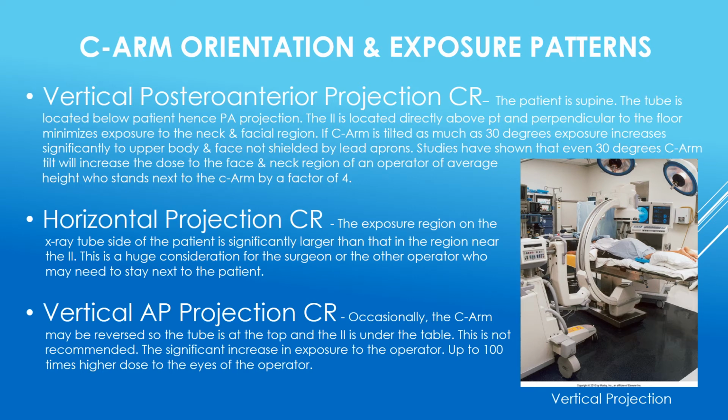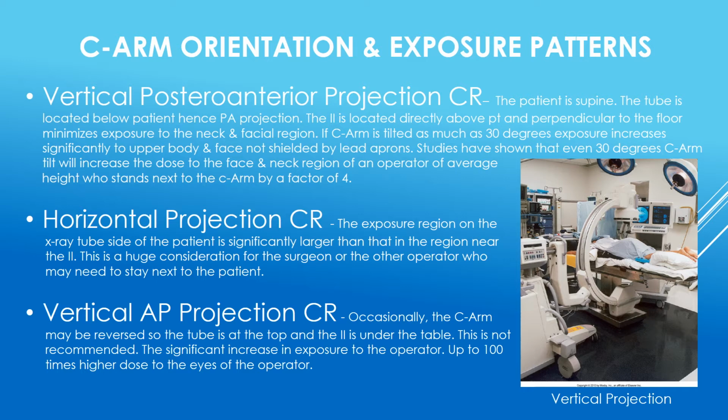C-arm orientation and exposure patterns. A vertical posterior anterior projection, CR. The patient is supine. The tube is located below the patient, hence the PA projection. The II is located directly above the patient and perpendicular to the floor. This will minimize exposure to the neck and facial region.